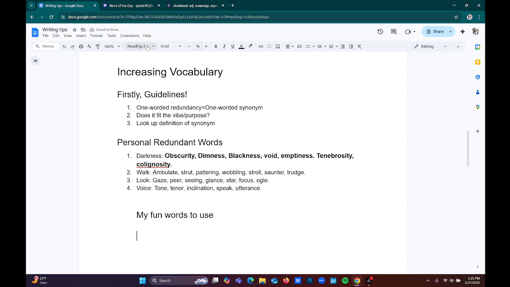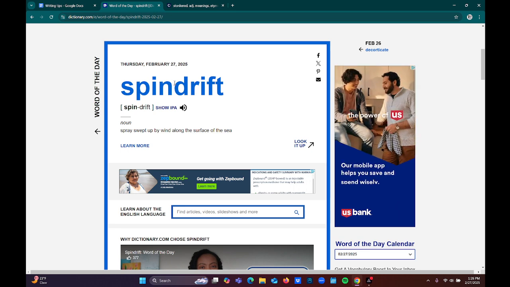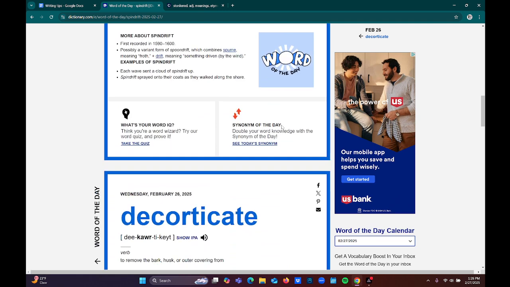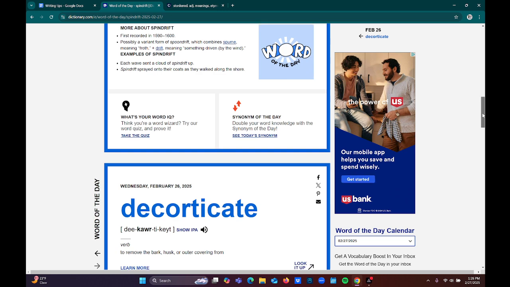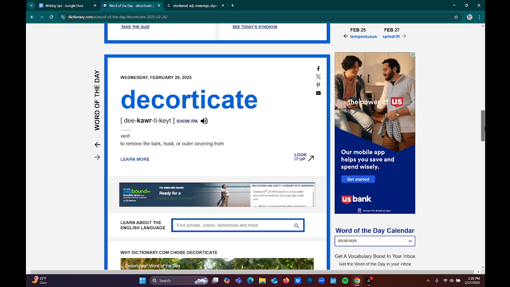Spindrift. Now, when you go and see the word of the day, make sure you read the whole definition. This is where I don't like dictionary.com. I guess I could learn more, maybe. Yeah, there we go. That's what I wanted. Or you can look through past words of the day.